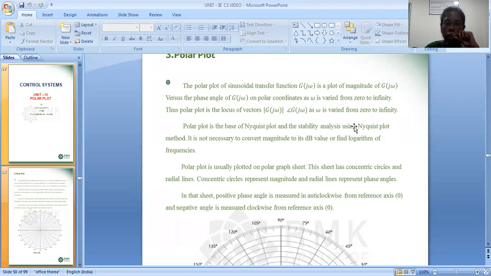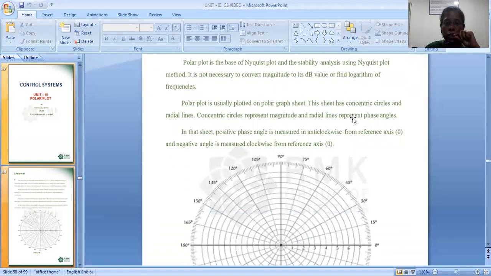A polar plot of a sinusoidal transfer function is a plot between the magnitude versus the phase angle. Whereas in the case of the Bode plot, it is frequency versus magnitude and frequency versus phase angle. So in the Bode plot, we draw two plots, one for the magnitude and the other for the phase. But in the case of the polar plot, we draw a single plot between the magnitude and the phase angle on polar coordinates.